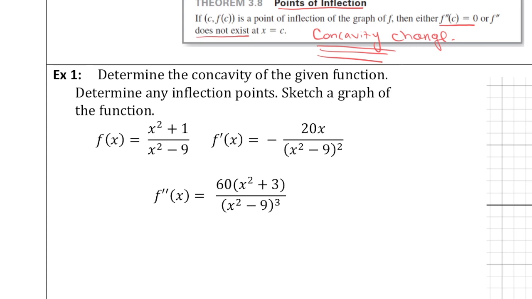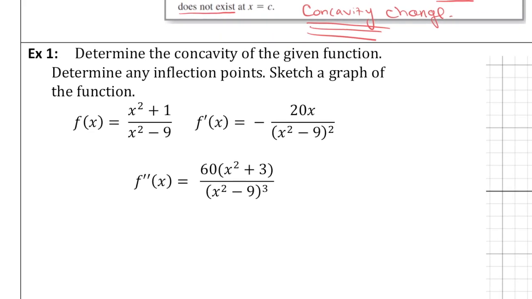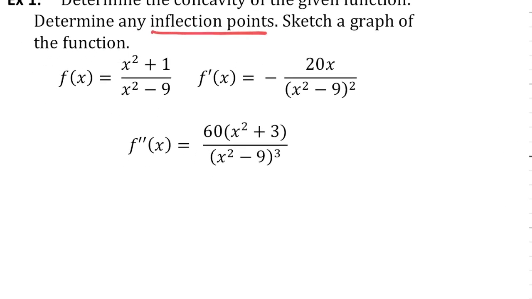So what we're going to do for our first example is determine the concavity of the function, and we're also going to determine any points of inflection. Then we're going to make a quick sketch of this function. So for convenience sake, I've given you f of x, f prime of x, f double prime of x. Each of these three functions are going to help us get a good picture of our graph. So let's start with the inflection points.